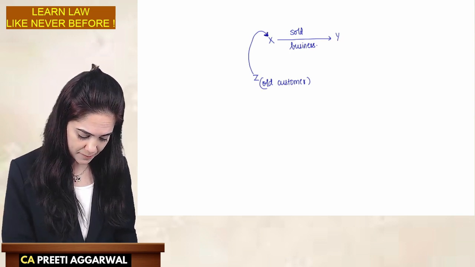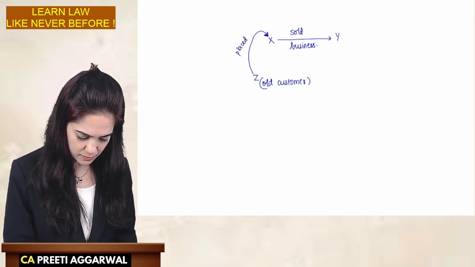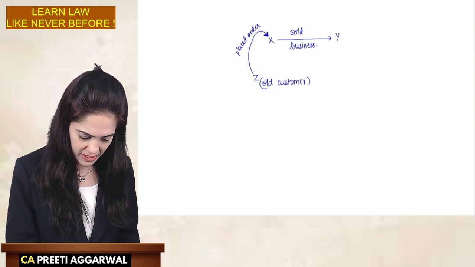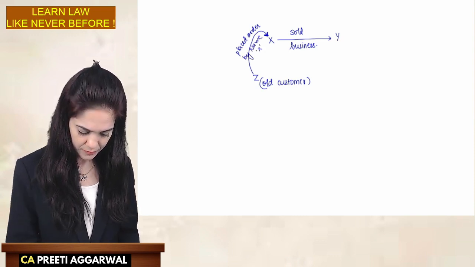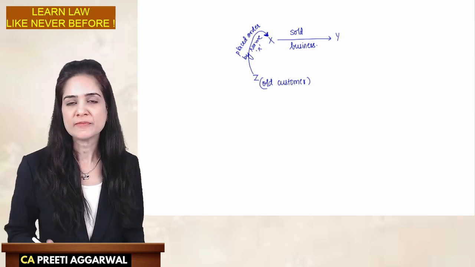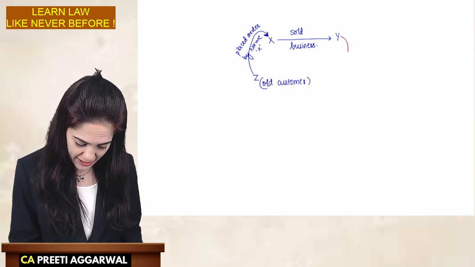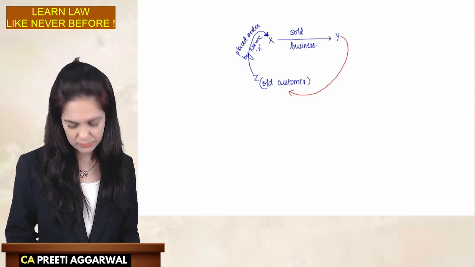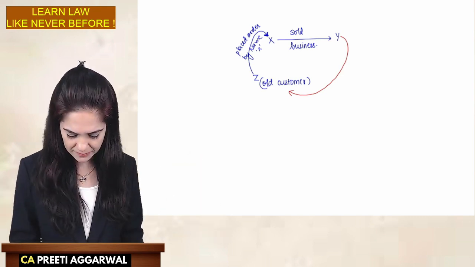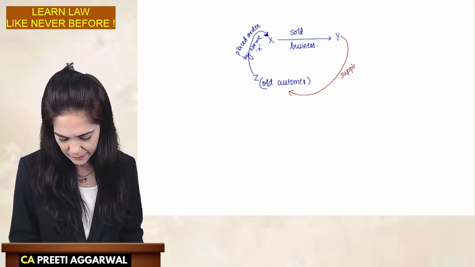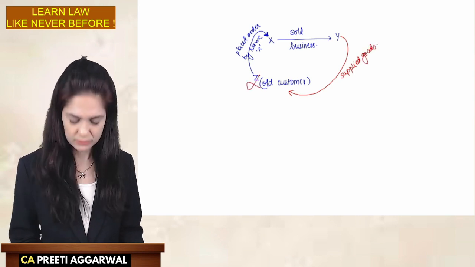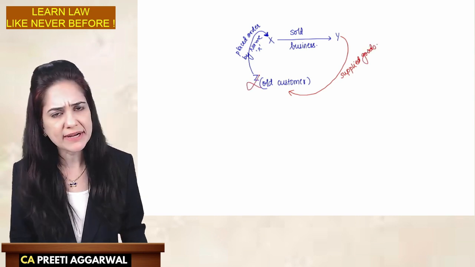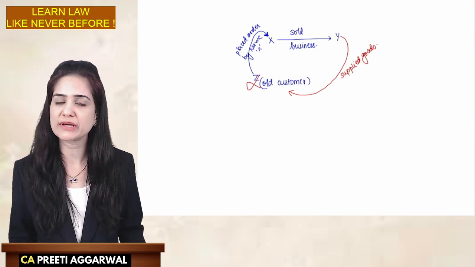So Z placed an order with X by name. He said, I want to buy it from you. In fact, Y supplied the goods because Y had purchased X's business. So Y supplied the goods. Z refused to accept the goods. Is he right in refusing to accept the goods?